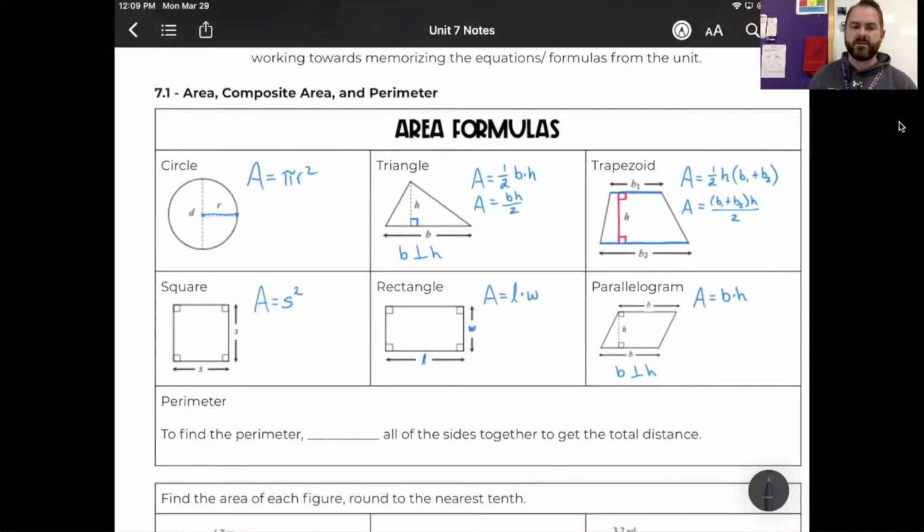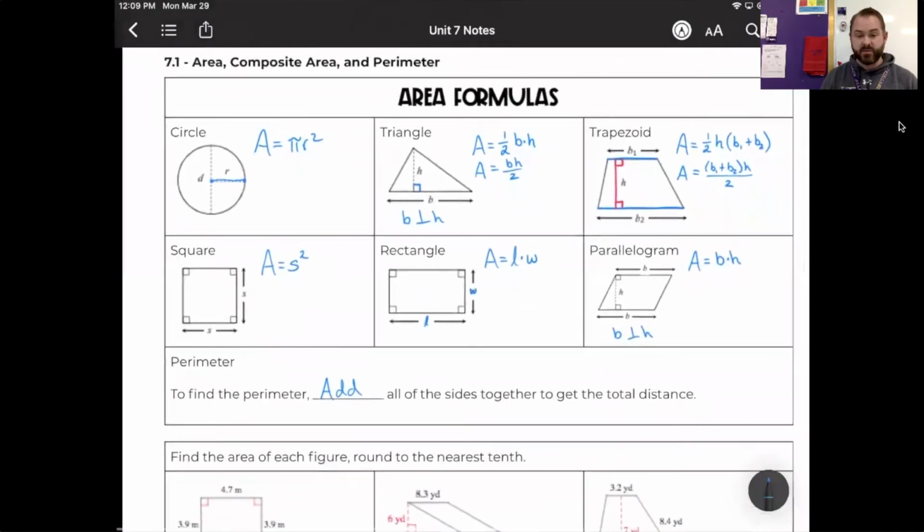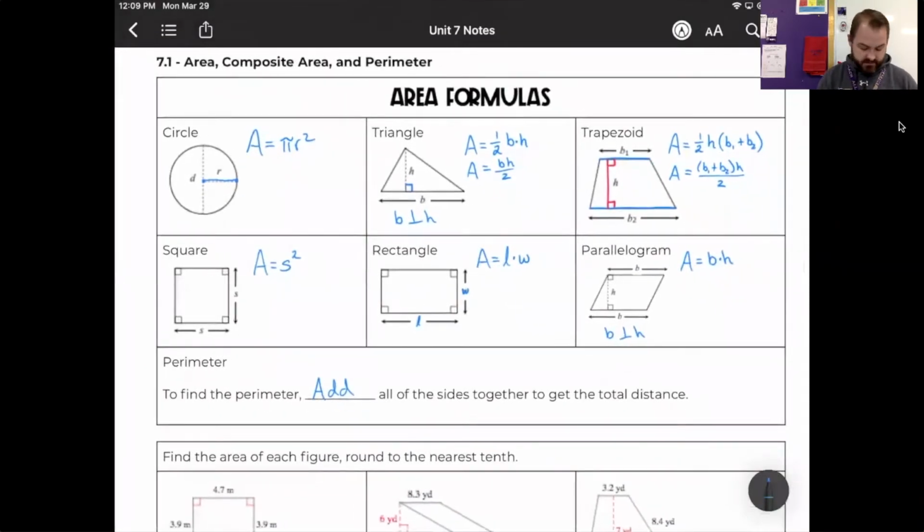But we also want to talk about perimeter. Okay, in general, to find the perimeter of any polygon, you just add all of the sides together to get the total distance. Okay, so when we add all the sides together, we call that the sum of the sides.